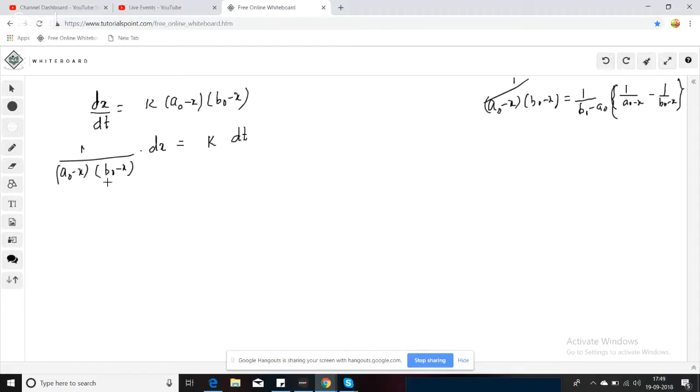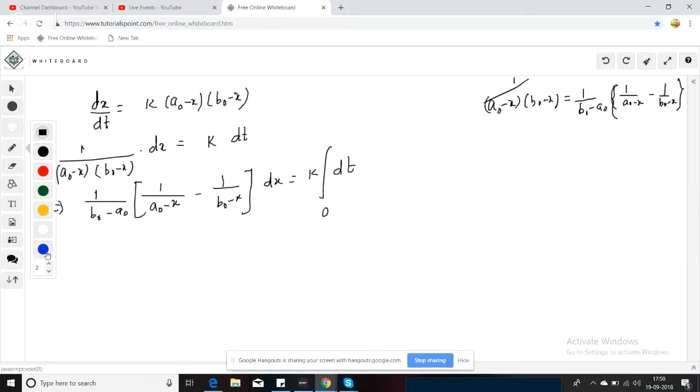So 1 by a naught minus x and b naught minus x, we can substitute this, and our calculation will be easy. So 1 by b naught minus a naught I take common. Here we have 1 by a naught minus x minus 1 by b naught minus x dx is equal to k dt. Now you integrate this from 0 to x. At time t equal to 0, x is what? 0. At time t equal to t, what is x? x only.